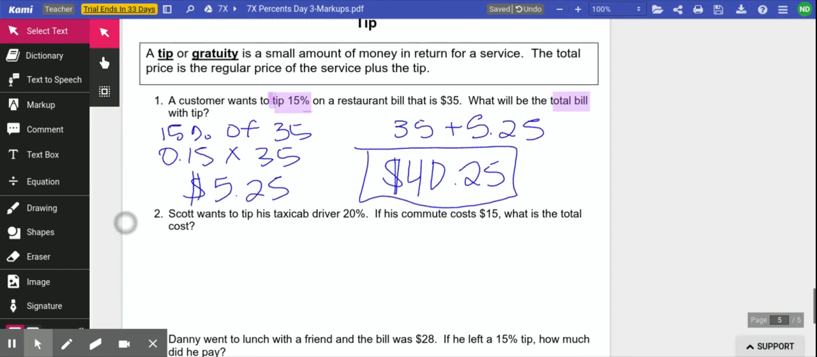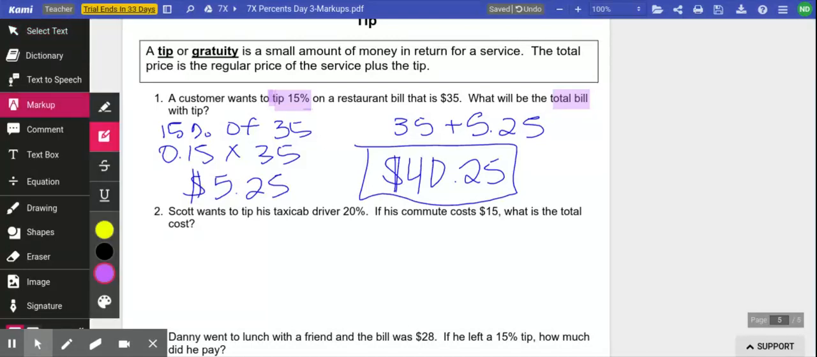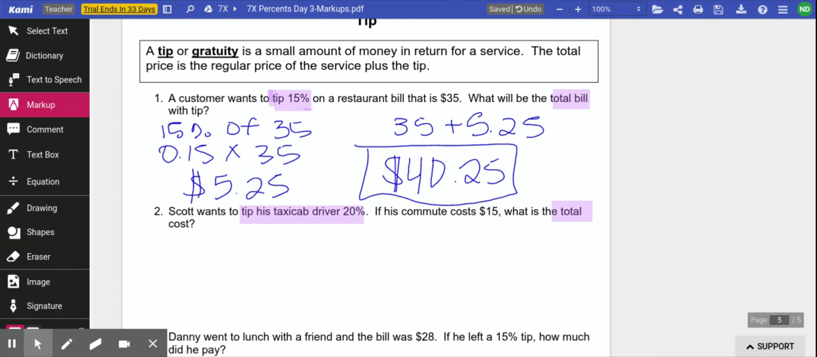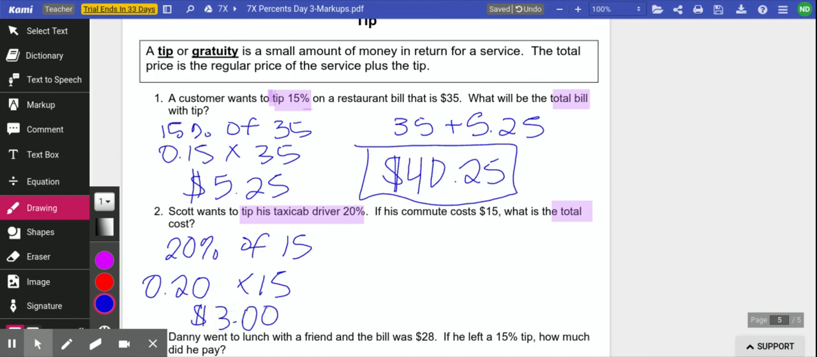Okay, number 2 says Scott wants to tip his taxi cab driver 20%. If his commute costs $15, what is the total cost? Again, keywords. He wants to tip his taxi cab driver 20%, and what is the total? So I know I got to complete both steps. I first got to figure out, well, how much am I tipping this taxi cab driver? So you got to determine what is 20% of 15. 20% as a decimal, 0.20, times that by 15, and you should get $3. To figure out the total, take the cost of his commute, which is 15, and add the tip amount, which is 3, and you will get his total cost to be $18.